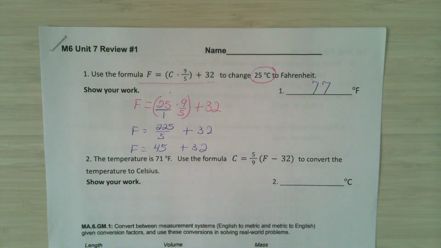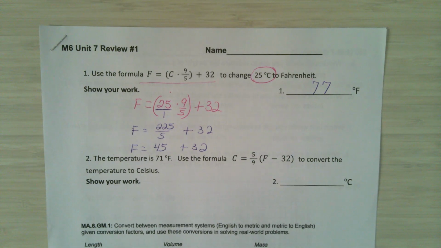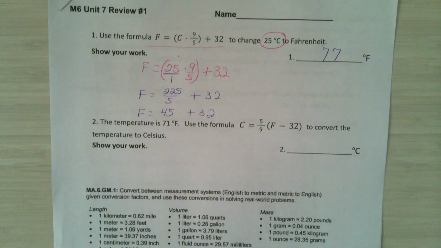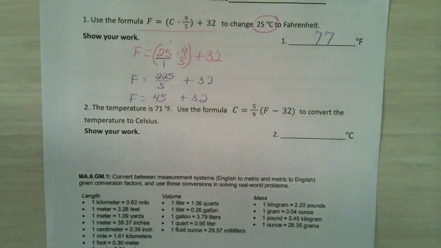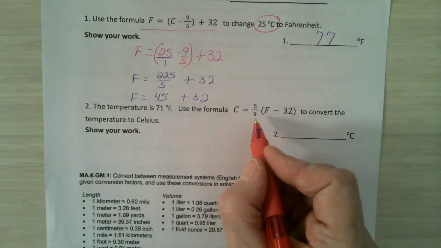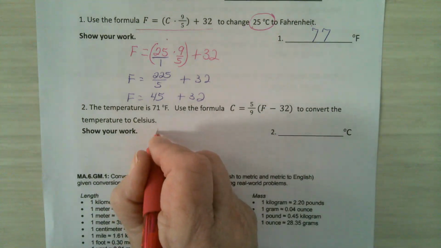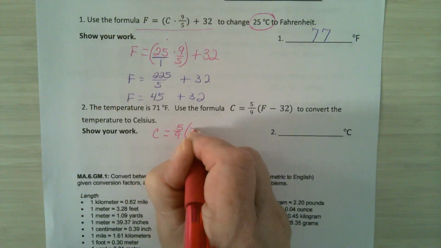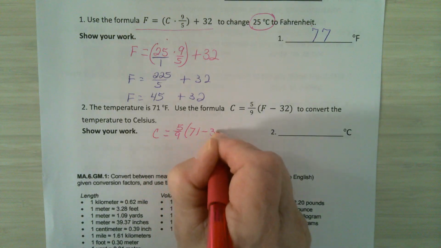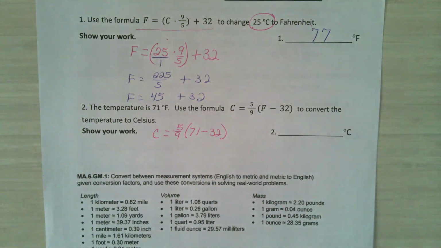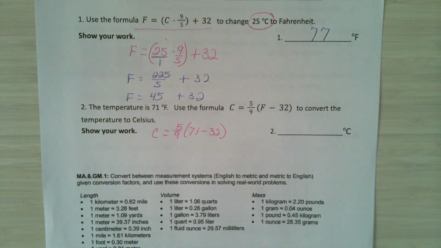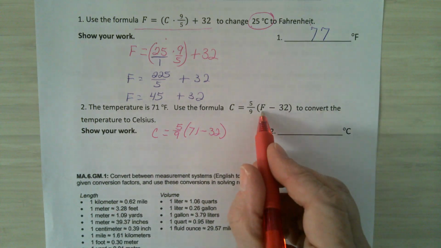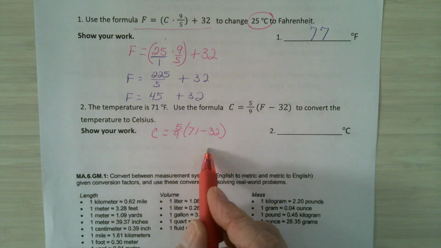Any questions? Let's do number 2. This time, you're going from a Fahrenheit temperature to a Celsius. The formula is a little different, but they do provide the formula for you. C equals 5/9 times 71 minus 32. Everyone can do that, can't they, in here? You can replace the Fahrenheit temperature. That's worth 1 problem there. Now we're going to solve it.